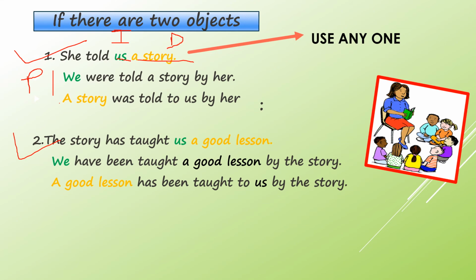Then the second one, the story has taught whom? Taught us. So this is the indirect object, okay? And taught what? A good lesson. So this is the direct object, right? So there are two ways of changing this active voice into passive. The first one is we have been taught a good lesson by the story, or a good lesson has been taught to us by the story.